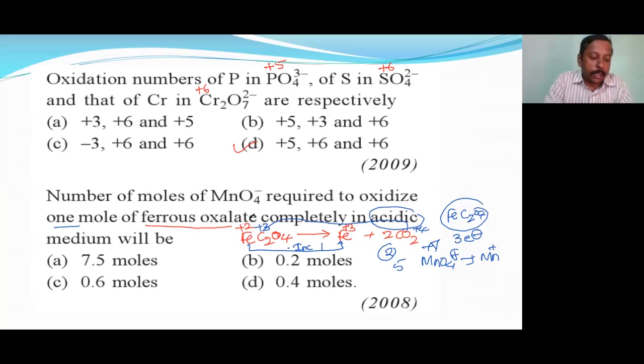Answer, I think on calculation, manganese is ready to give 5 electrons, but ferrous oxalate is ready to take only 3 electrons. Okay, how many electrons? 3 electrons. Understood? So the answer will be 0.6. What will be the answer? 0.6. Okay, the answer will be 0.6. Let us see the next part.